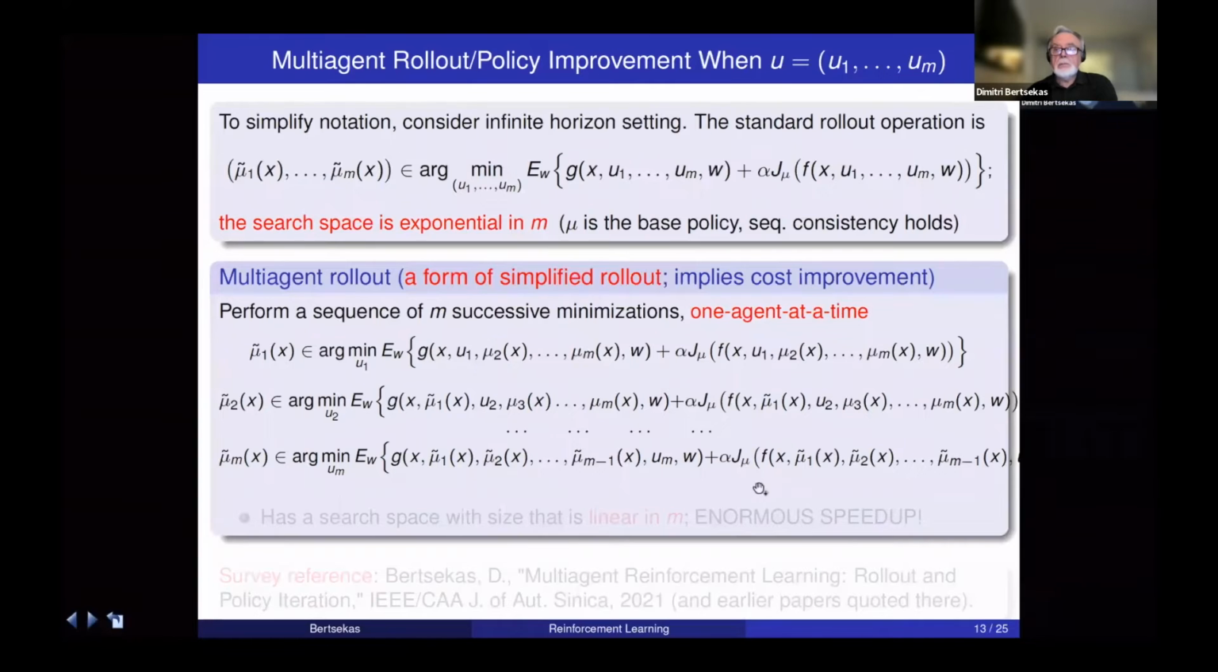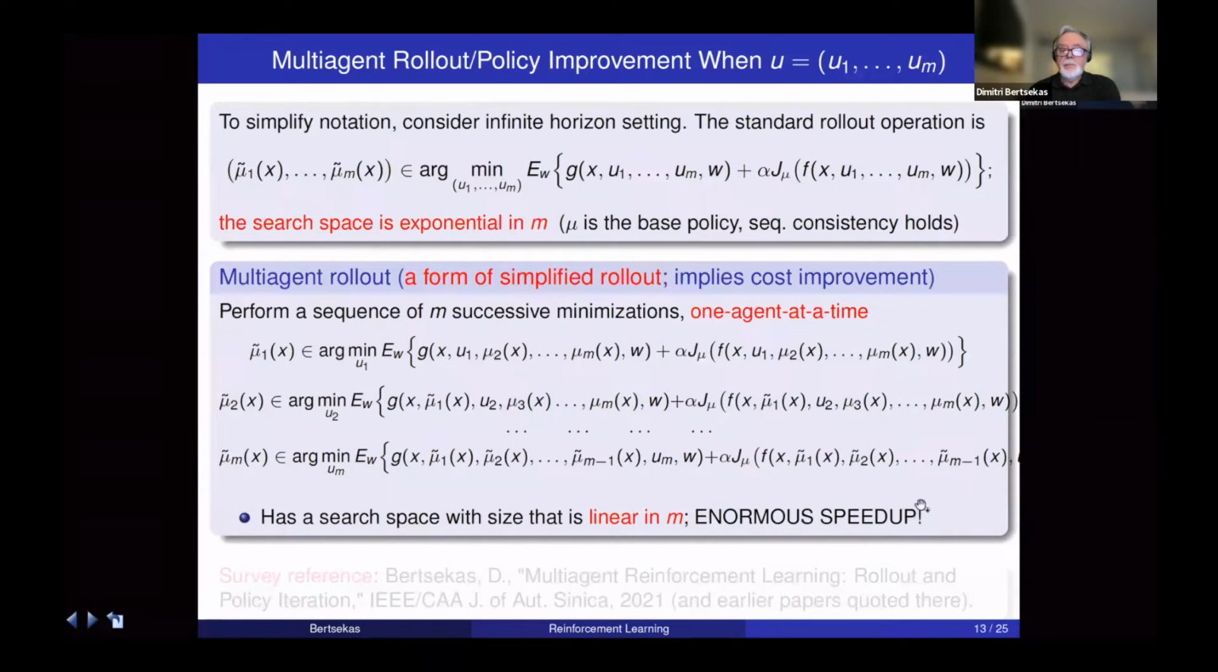Now let's count the Q factors that this process involves. This is exponentially in M. However, the number of Q factors is linear now in M, assuming a fixed number of controls for each agent, a search space that involves, say, 2 controls or a finite number of controls. Then the number of Q factors goes linearly with M: M times single agent minimization.